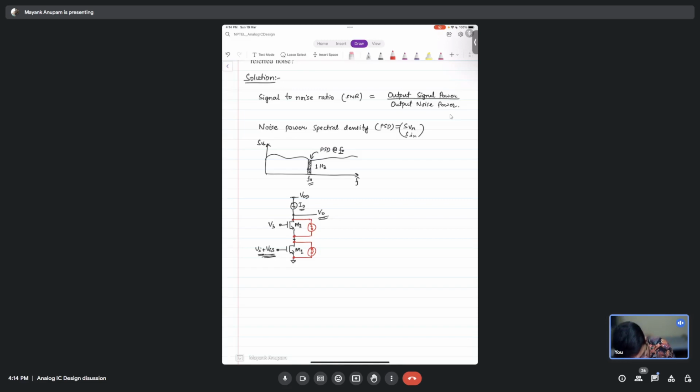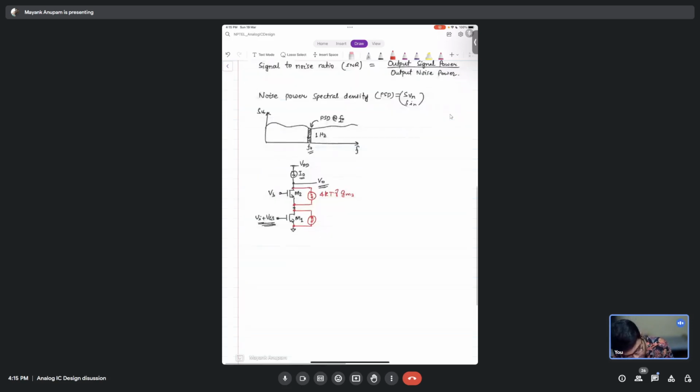And what is this noise, by the way? Yeah, thermal noise. So what is the expression for the thermal noise? It's 4kT, some factor gamma or eta, whatever you want to say, times gm2, right? Similarly for this it is 4kT gamma gm1. Okay, so these are the noise terms here. This is a noise current spectral density, and this is also a noise current spectral density.